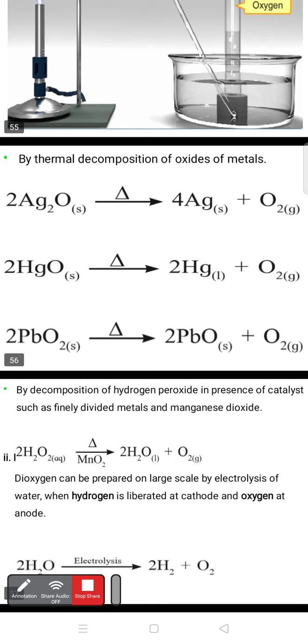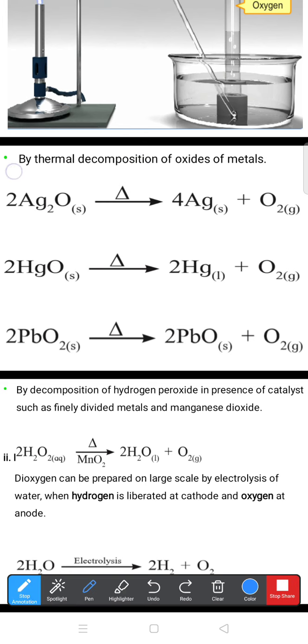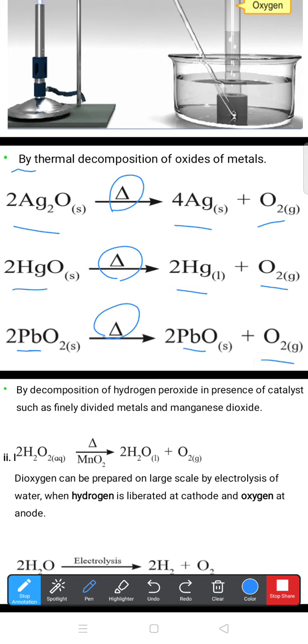Now, by thermal decomposition of the oxides of metals: 2 Ag2O, silver oxide solid, by heating we'll get 4 Ag, silver solid, plus O2 gas. Similarly, 2 HgO, mercuric oxide solid, by heating we'll get 2 Hg, mercury liquid, plus O2 gas. Then 2 molecules of lead dioxide solid, on heating, give 2 PbO solid plus O2 gas.